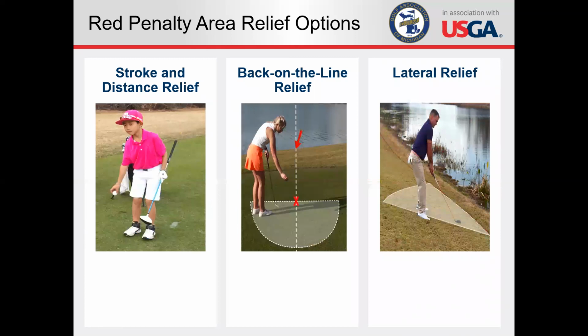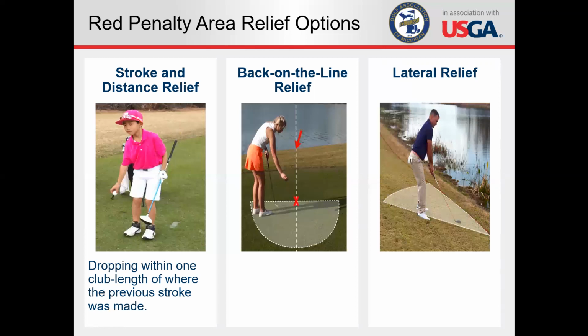All right, so our red penalty area, like we said, we have 3 relief options. We can always go back and play under stroke and distance. But the stroke and distance option is a little bit different than it has been in the past. Previously we would go back to the last spot where we played and drop from there. Now we're going to still go back to that last spot, but now we get 1 club length in any direction in which to drop from that area.